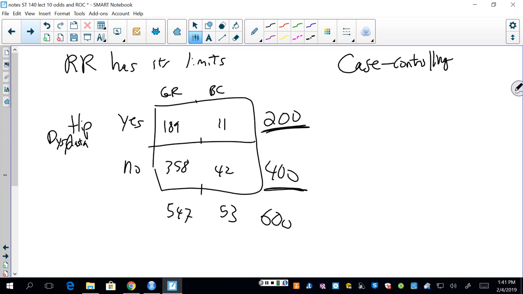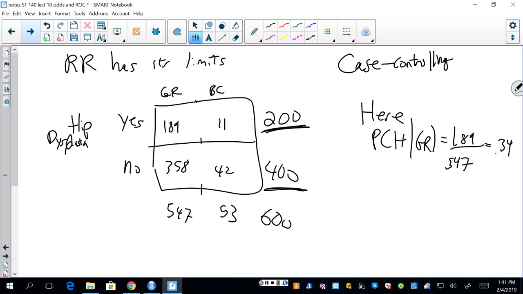If you use this here, the probability of hip dysplasia of the golden retrievers is elevated. It's just not the same as it was in the population. So 189 over 547 is actually about 34%. So it's not representative of the population of golden retrievers because the sampling isn't a random sample.